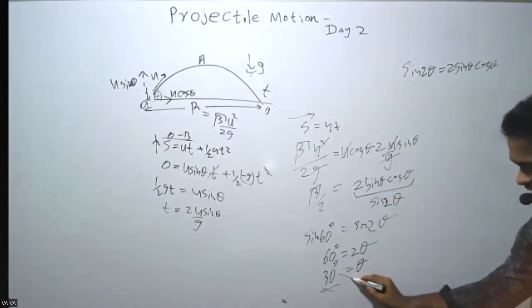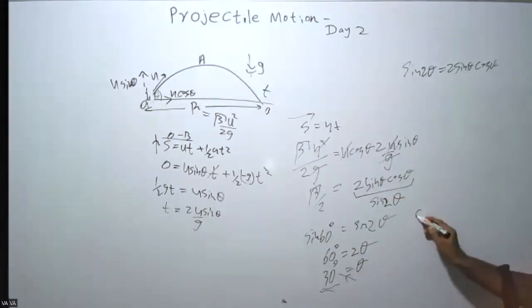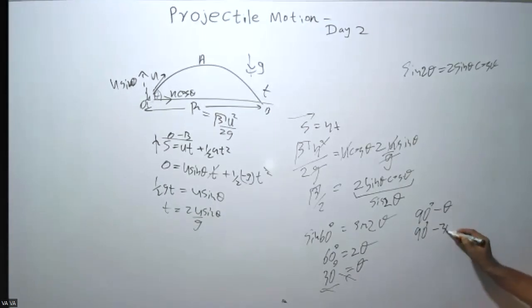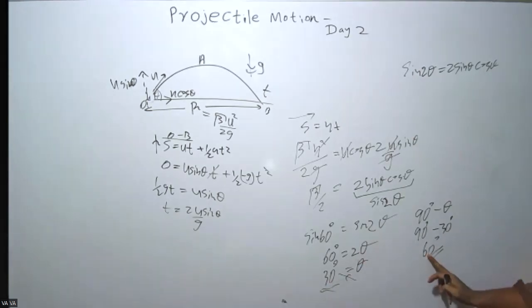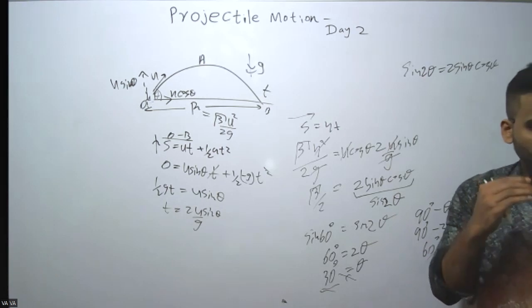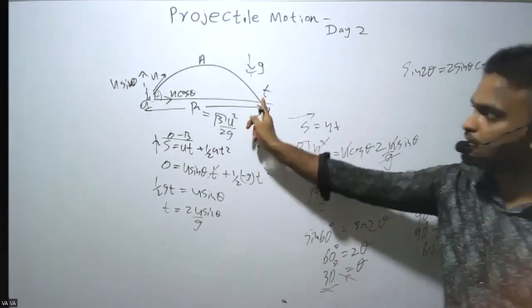So this is like theta. Another angle should be 90 minus theta. 90 minus theta is 30. One angle is 30, another angle should be 60. So for both 30 and 60, you would have this range.